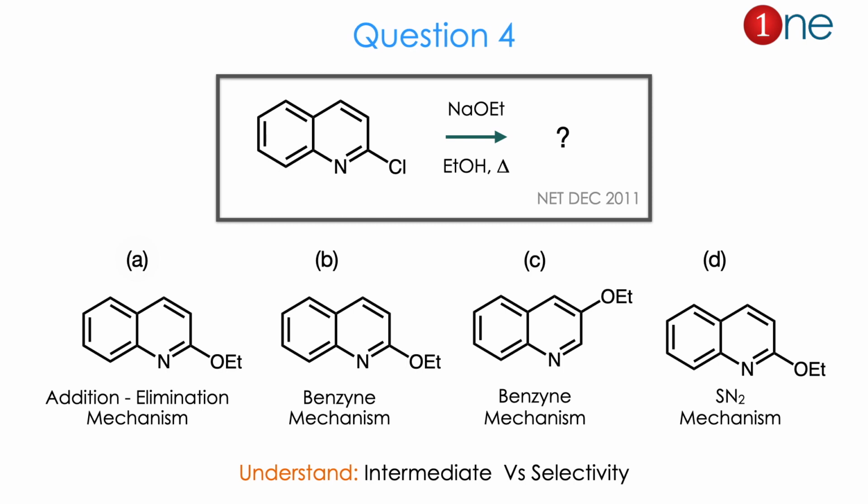So from the reactant and the choices in the question, you might guess that the intermediate is important here and its selectivity definitely plays a role. The answer is A. Let us see how.